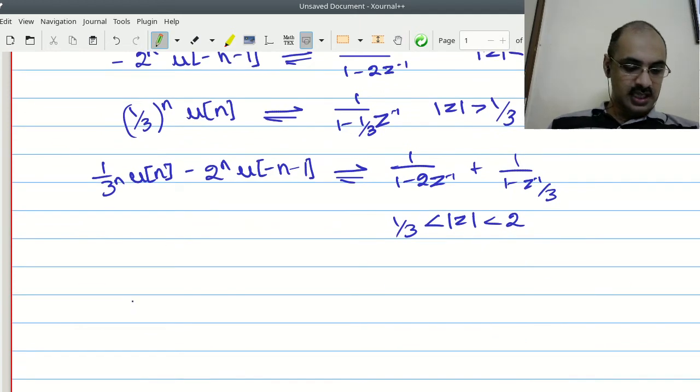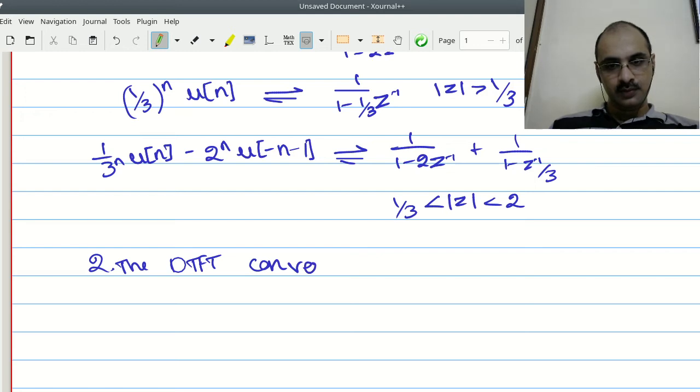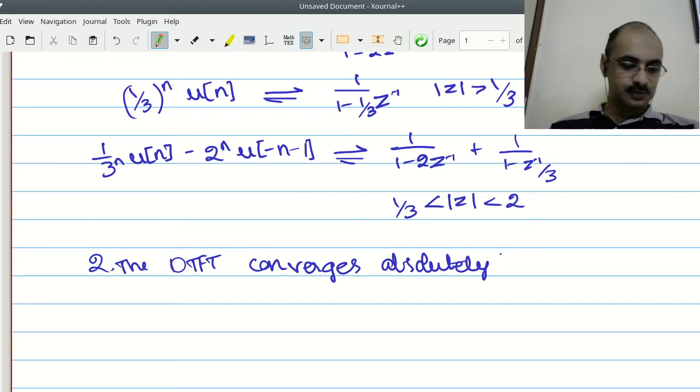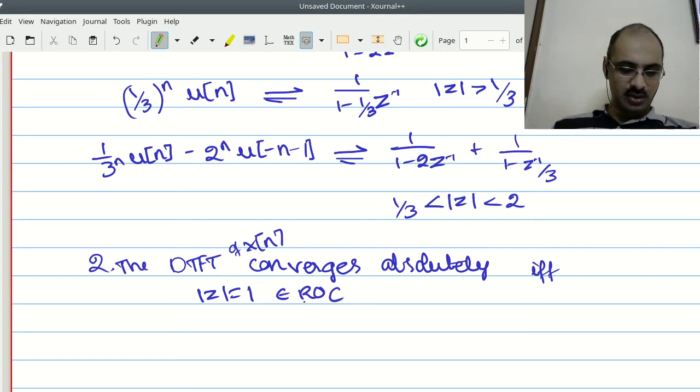The next property is the DTFT converges absolutely if and only if, let's say for x[n], mod z equal to 1 belongs to the ROC. This is something I have mentioned to you already. The unit circle must belong to the ROC.